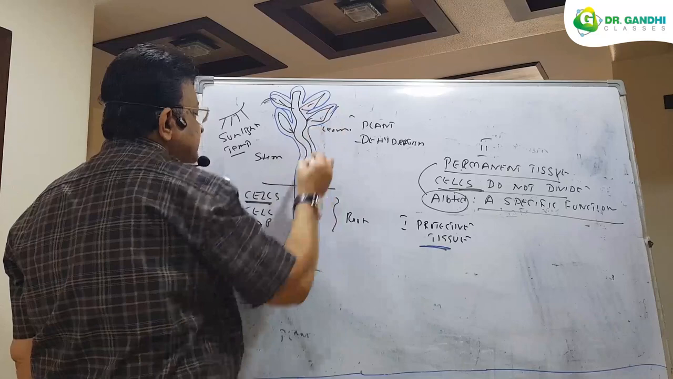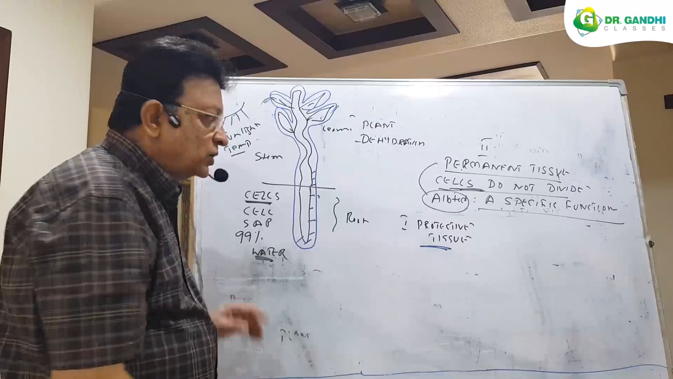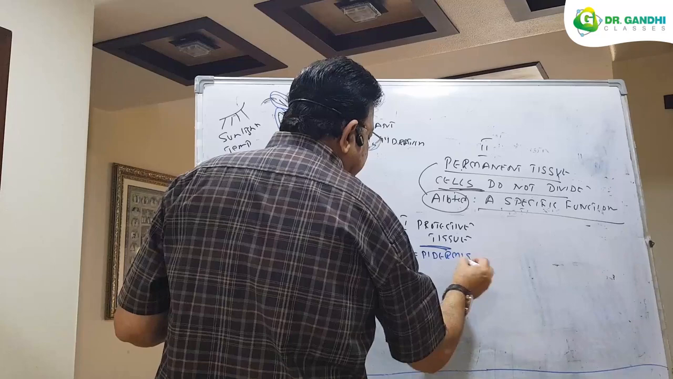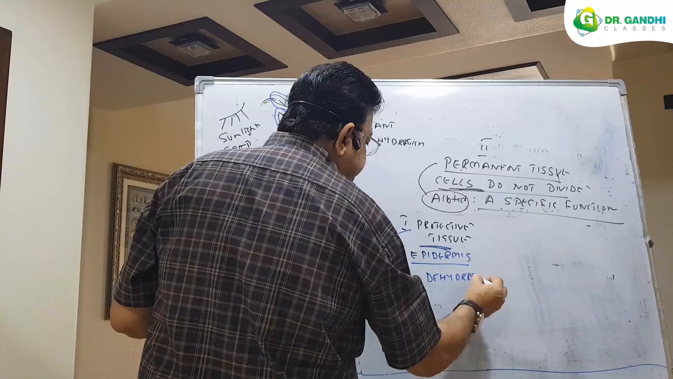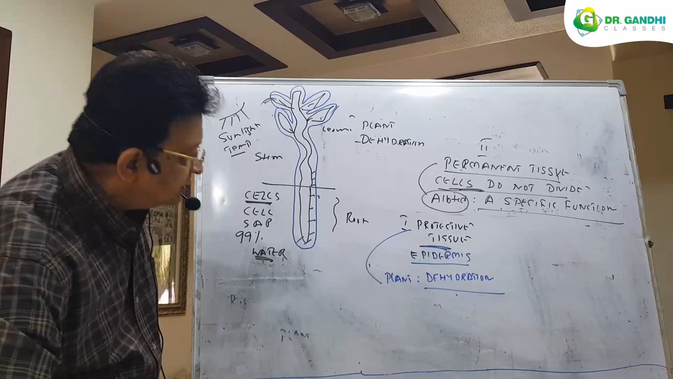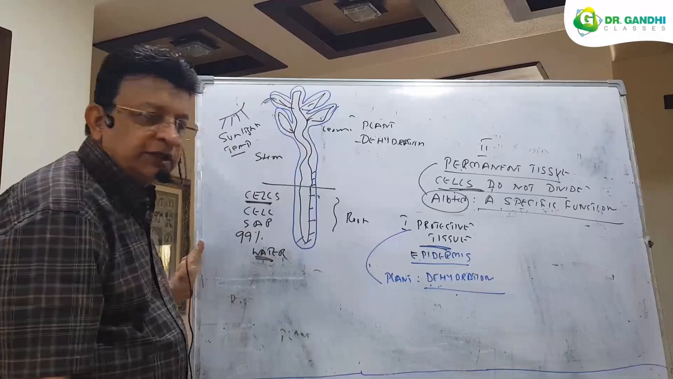These then are the cells. Like the outermost layer of your skin is called epidermis, the protective tissue is also called epidermis. What is its function? Protection. It protects the plant from dehydration. So that is the first one. So the first permanent tissue, and because it has got a specific function, the cells do not divide. Because if the cells divide, it will lose its function.